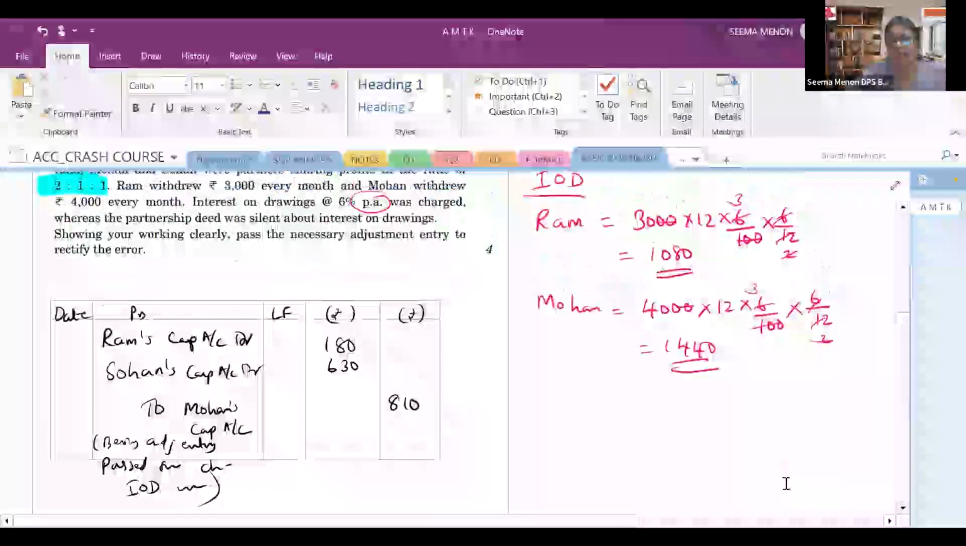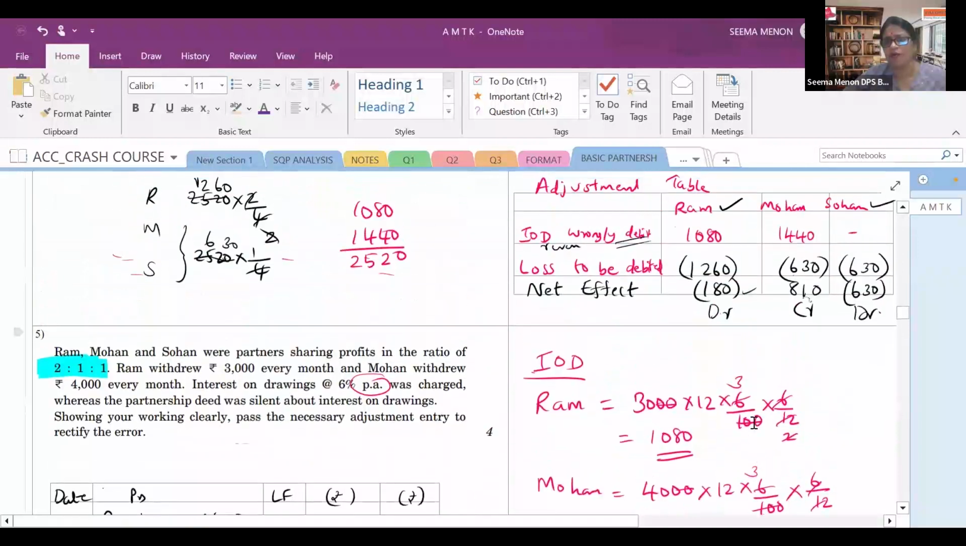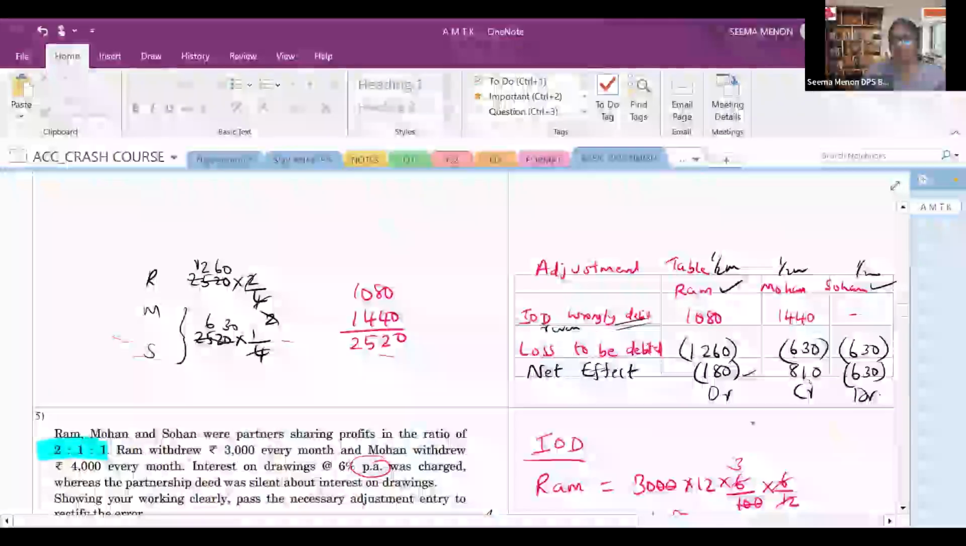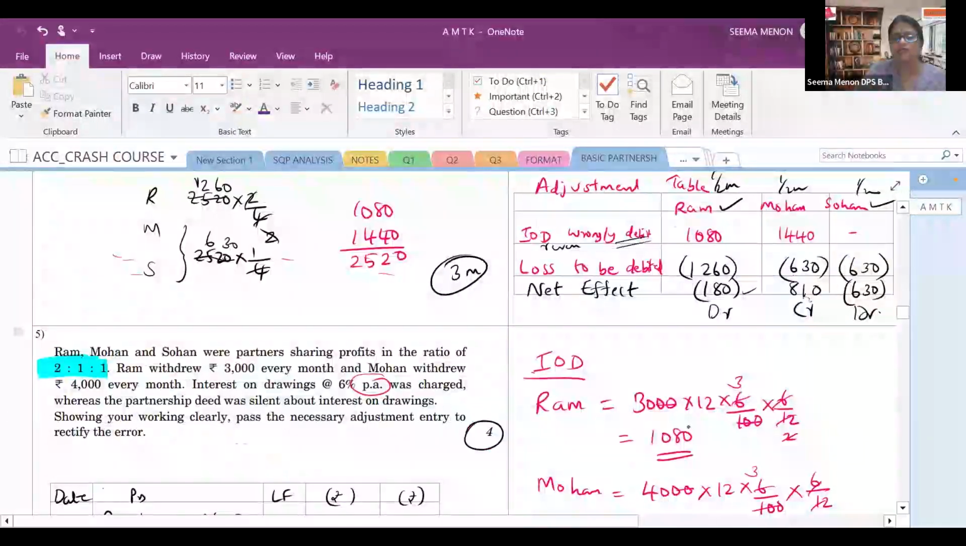So for your journal entry, you are getting 1.5 marks. And for the calculation, for each partner, Ram, Mohan, Sohan, you are getting half a mark. So in total it is a 3-marker question. But it can be a 3-marker also, it can be a 4-marker also. Here you can see it is a 4-marker.